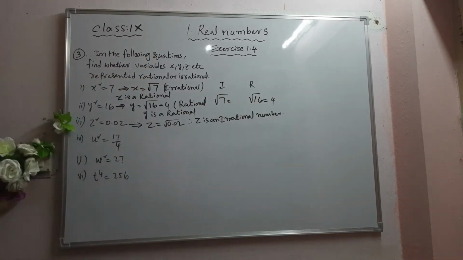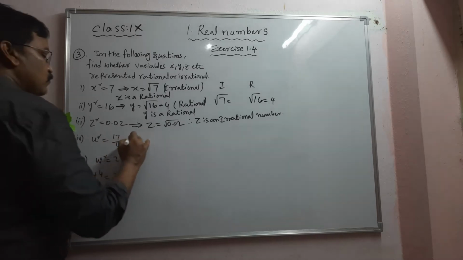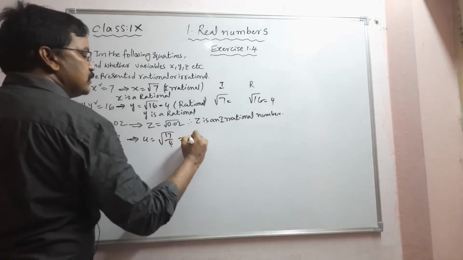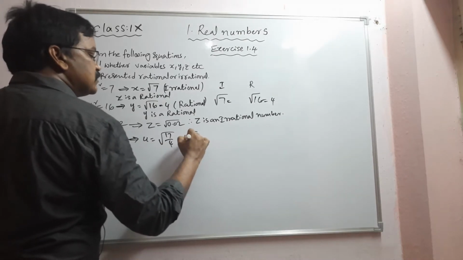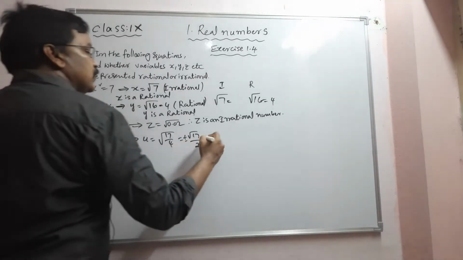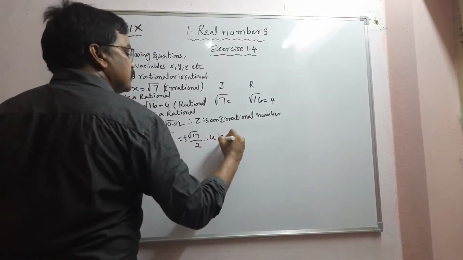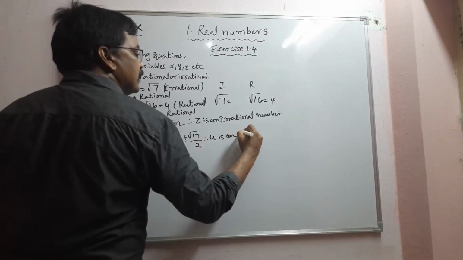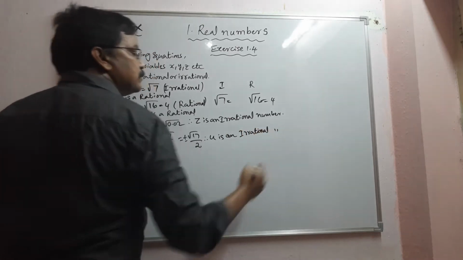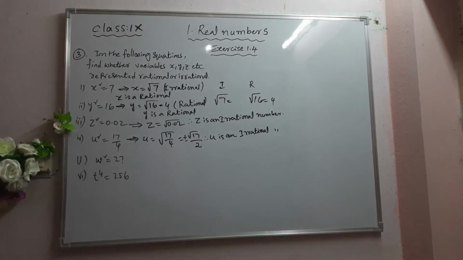Coming to u square is equal to 17 by 4. What about u? u is equal to square root of 17 by 4. That is plus or minus root 17 by 2. Here also this u is an irrational number. Why? This 17 is not a perfect square number.